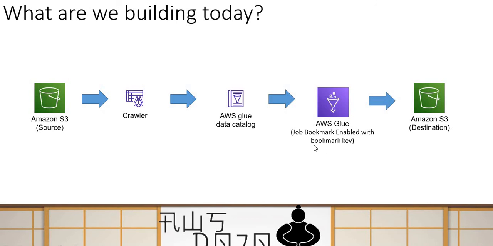We will use a custom job bookmark key. In this case, we will not rely on the timestamp, but we'll use a custom job bookmark key, and based on that we will simply process the data and write to the S3 bucket, doing a very simple transformation. I think we are simply converting CSV to JSON or something like that, but the idea is to understand how the job bookmark key works.